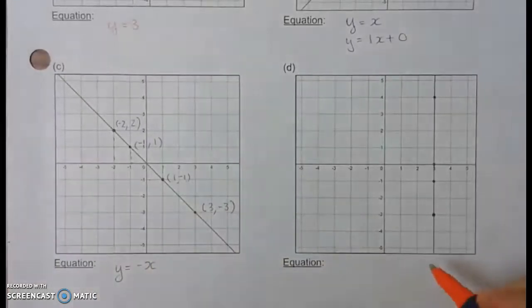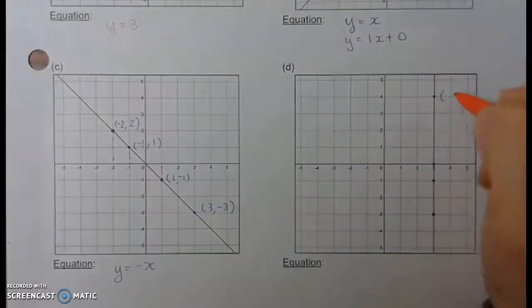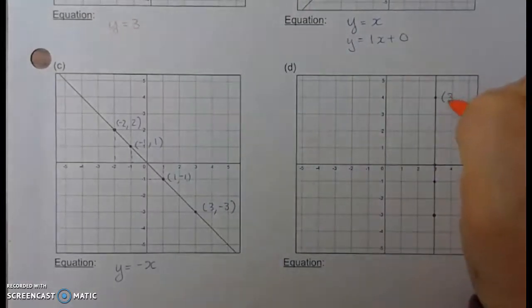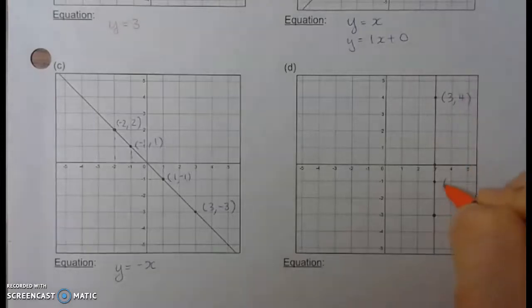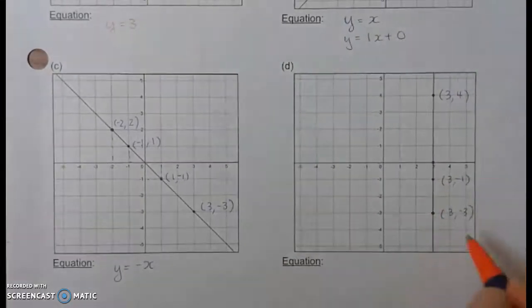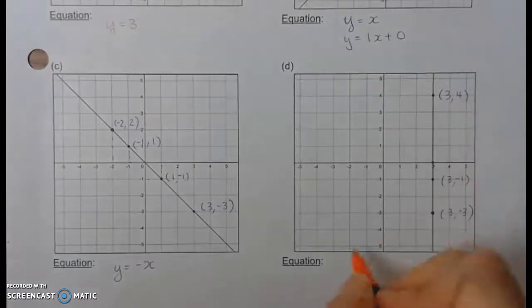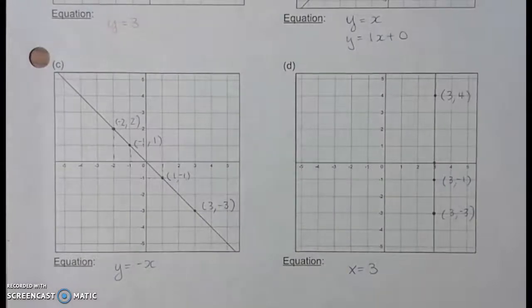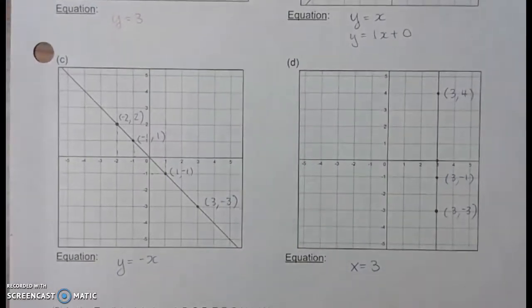Alright, then the last one, D. What are the coordinates? Here, x is 3, y is 4. This one is x is 3, y is -1. x is 3, y is -3. What do they all have in common? What is the pattern here? All the x values are always 3. So that's why the equation is x is equal to 3.